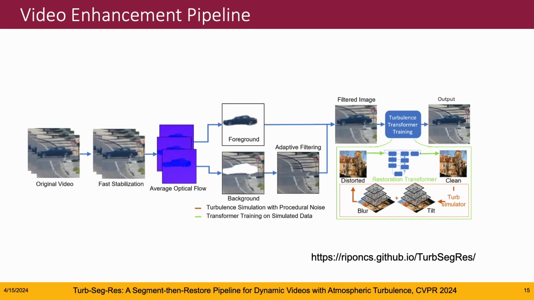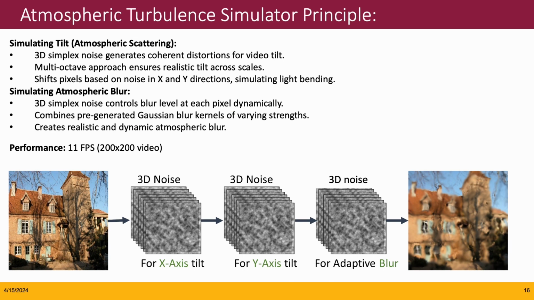After the adaptive filtering approach, we combine the background and foreground. Then we train a restoration transformer with our proposed simulator to remove the residual blur present in the video. We use a procedural noise generation technique for realistic looking turbulence video generation. We generate 3 sets of 3D noise for space-time pixel shift as well as space-time blur.